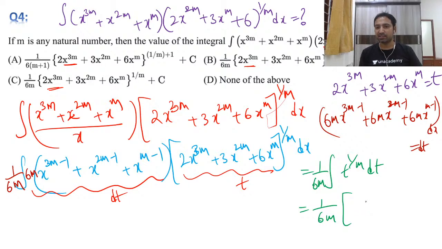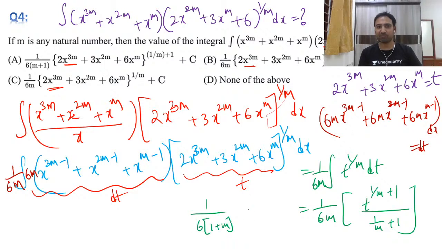It is t power 1 by m plus 1, divided by 1 by m plus 1. Now let's simplify this. If you simplify this, m gets cancelled. So we get 1 by 6 times 1 plus m, correct, into t power 1 by m plus 1. That's what we get.